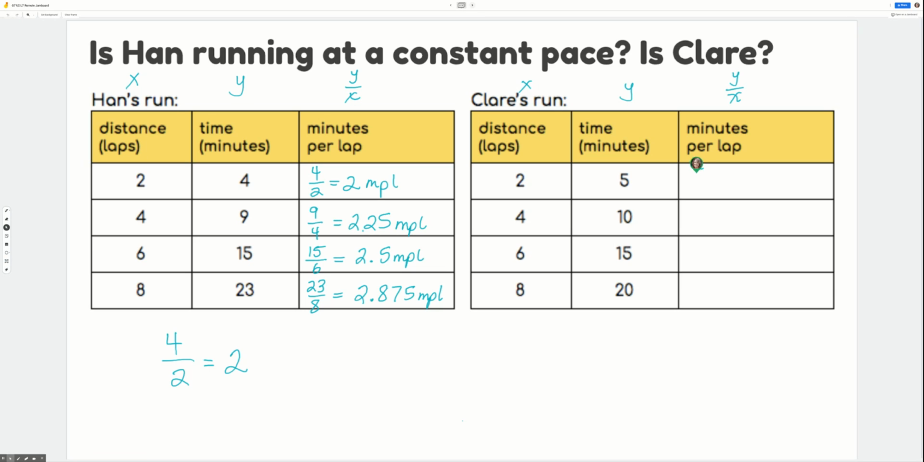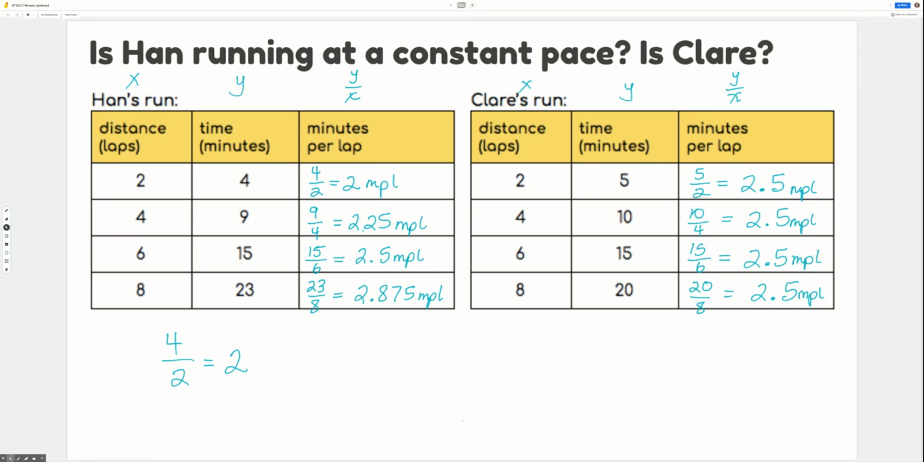So I've got 5 divided by 2, which is 2.5. I've got 10 divided by 4, which is 2.5. I've got 15 divided by 6 when I type it into my calculator. It's 2.5. And I would predict that if we type in 20 divided by 8, we also get 2.5, and we do. Now, what does this tell us about Claire? This tells us that Claire's speed, her minutes per lap, I'm just shortening it here, are the same as she runs along. So she runs at a constant pace.